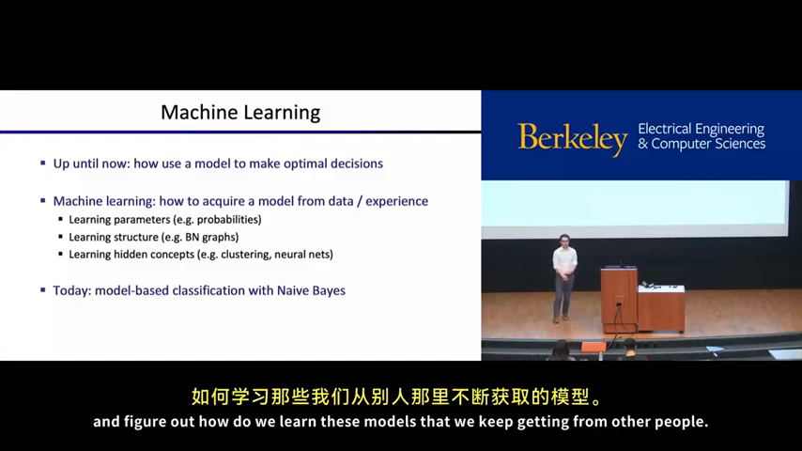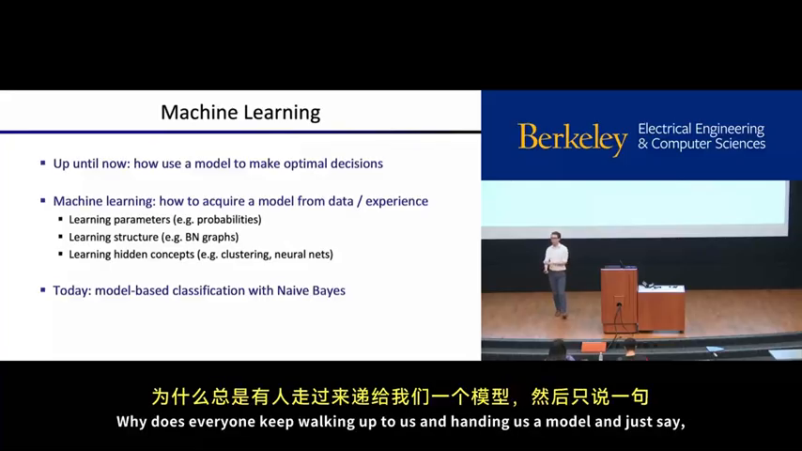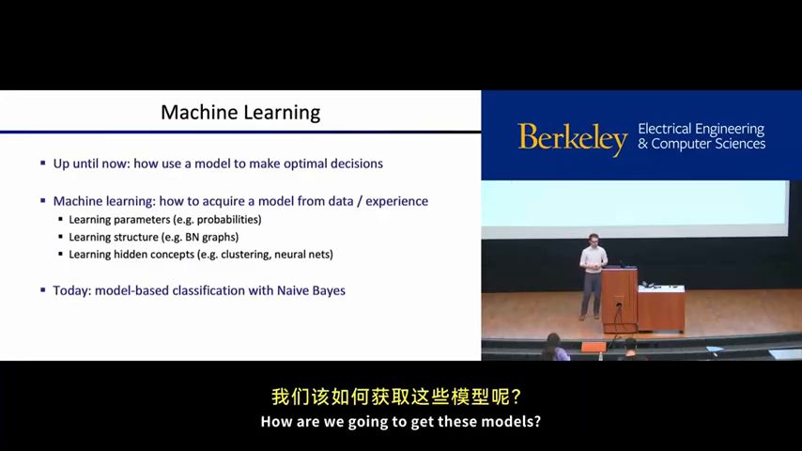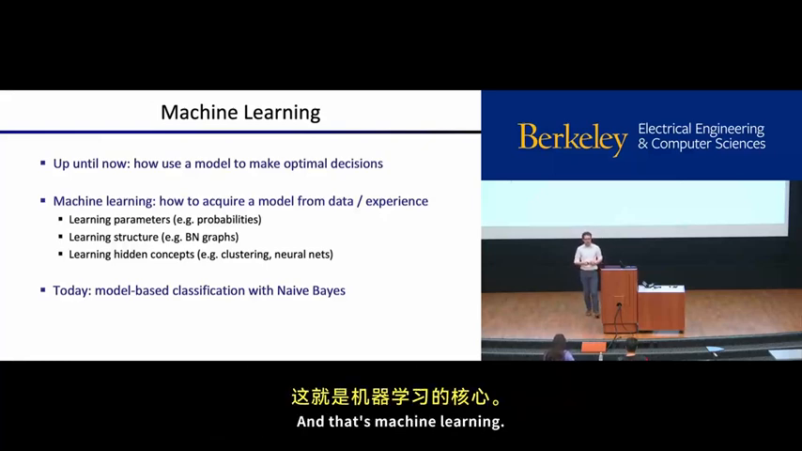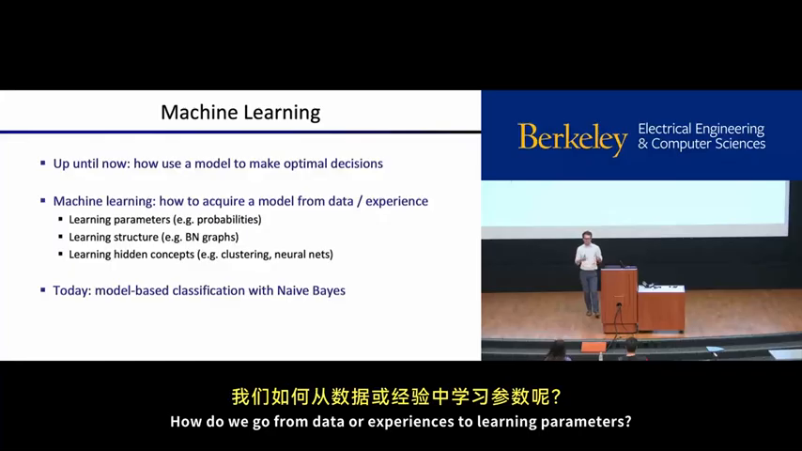Okay, so machine learning. Basically, we're going to try and figure out how do we learn these models that we keep getting from other people? Why does everyone keep walking up to us and handing us a model and just saying, do something with this? How are we going to get these models? How are we going to start giving models to people to solve for us? And that's machine learning. How do we go from data or experiences to learning parameters?